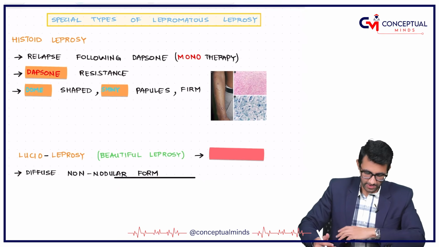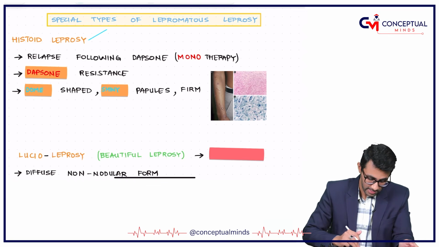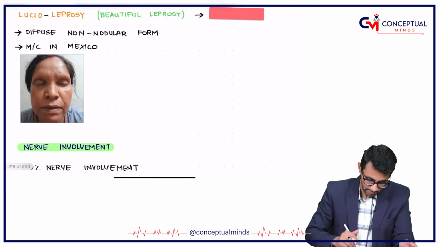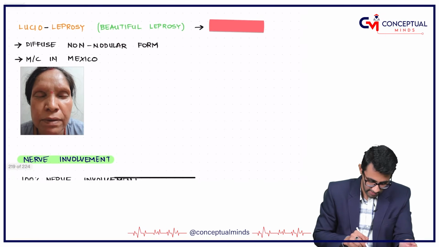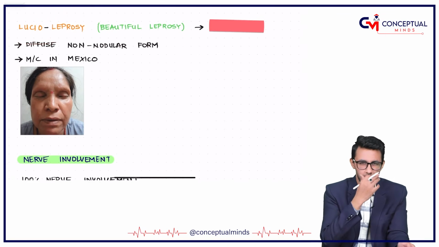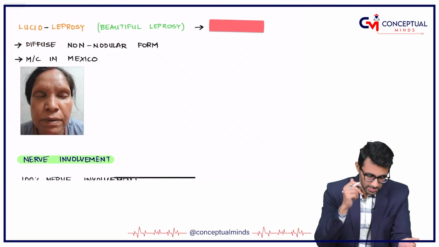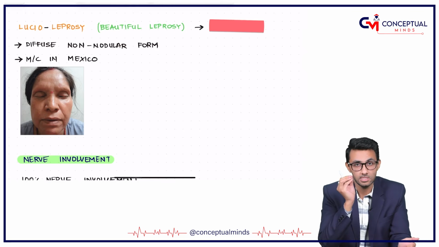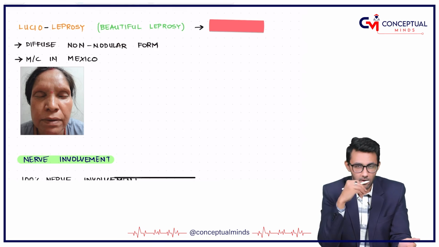Okay, the next one. We just got completed with histoid leprosy. The second one we have is Lucio leprosy. Lucio leprosy means beautiful, right? Why do we say beautiful? Because in this type of leprosy there is loss of wrinkles. Yes, that is what we all desire, right?